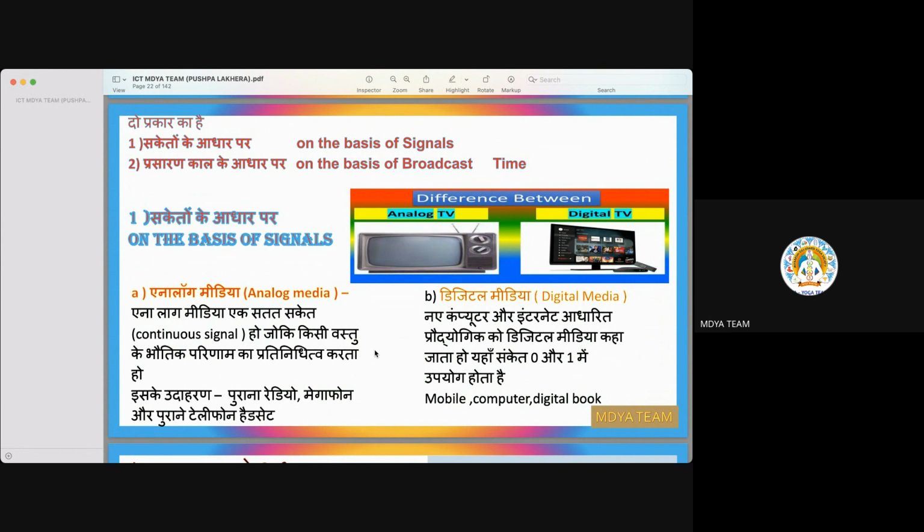In earlier days, they used such signals for transmission. That's why they are called analog media. And now we have digital media.